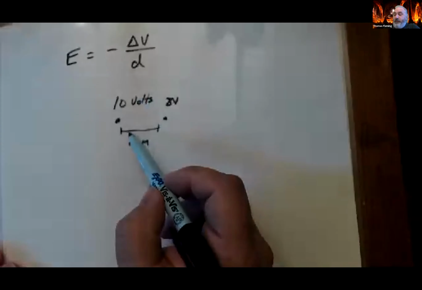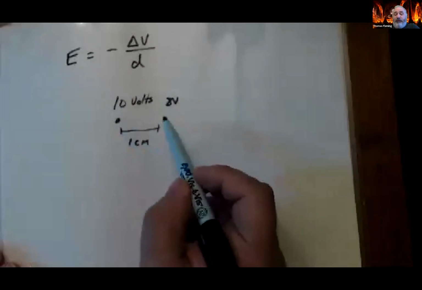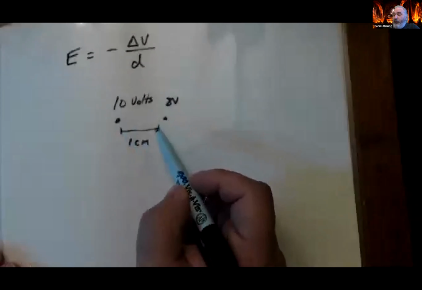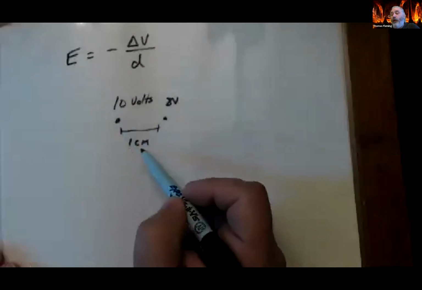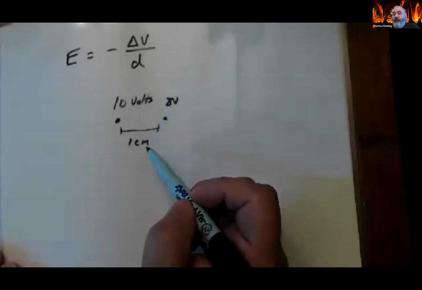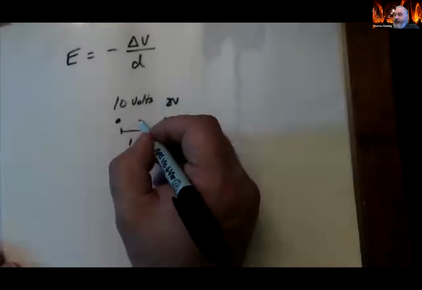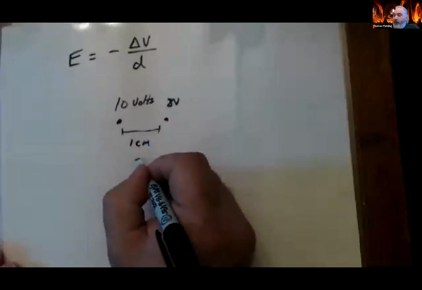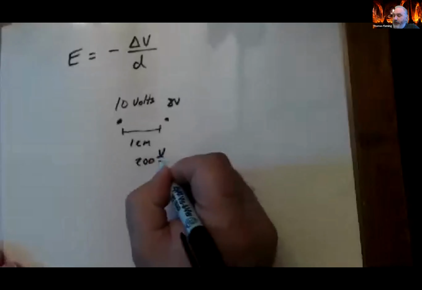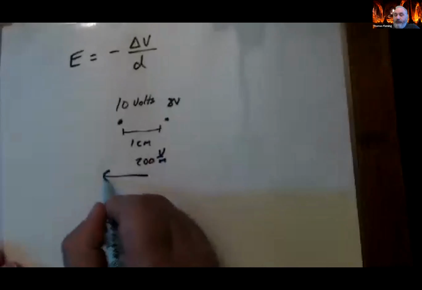So the change in potential is going to go from 10 down to 8. So it's a change of -2. The distance that I've traveled is 1 centimeter or 0.01 meters. So -2 divided by 0.01 is -200. So that tells me that in this region, the electric field is 200 volts per meter, and it points in the negative direction, which is to the left.